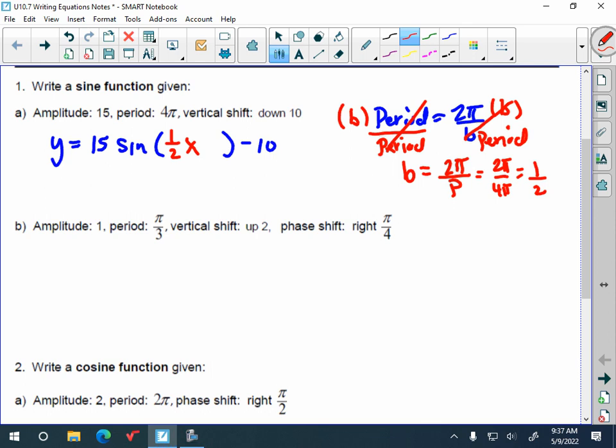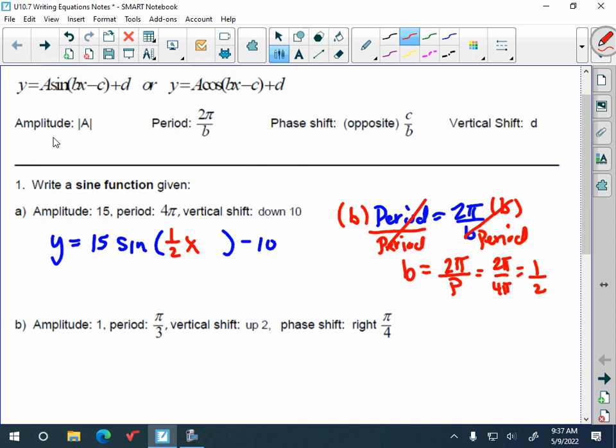So in our formula now, we have phase shift equals C over B. Anytime period equals 2 pi over B, anytime we're trying to find B, just switch these two. Right? So the B will go over here, the period will go here. We already saw why it works. And so it's going to work every time. So B is equal to 2 pi divided by the period.